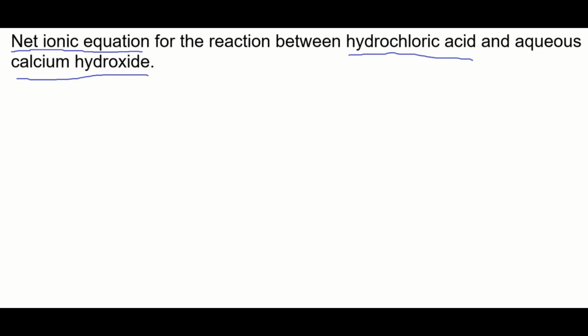So let's write the equation for this reaction. Hydrochloric acid is HCl in aqueous solution. Calcium hydroxide, we can use the charges on these ions, crisscross the numbers, to find the ratios of how they combine. So the formula for calcium hydroxide is Ca, and there's two hydroxides.